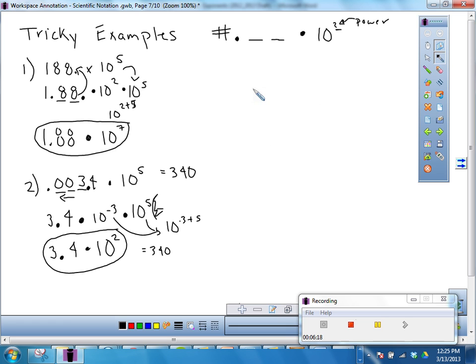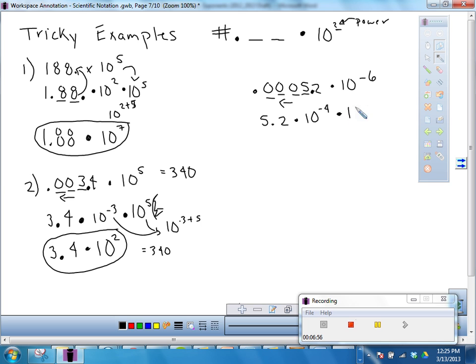Okay, one more example. Let's say I had something like 0.00052 times 10 to the negative sixth. Well, right now, this is not in scientific notation, so I need to put it in scientific notation. I know my decimal is going to go in between the 5 and the 2. So I'm going to have 5.2 times 10 to the, how many spaces do I move from this decimal to this one? 1, 2, 3, 4. 4 to the left, so 10 to the negative fourth.